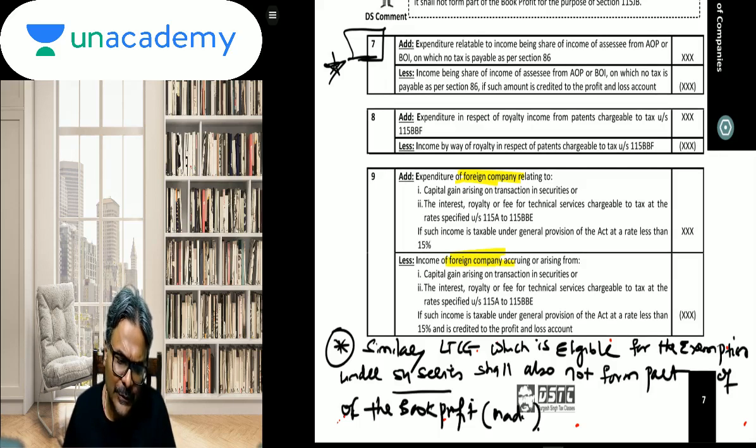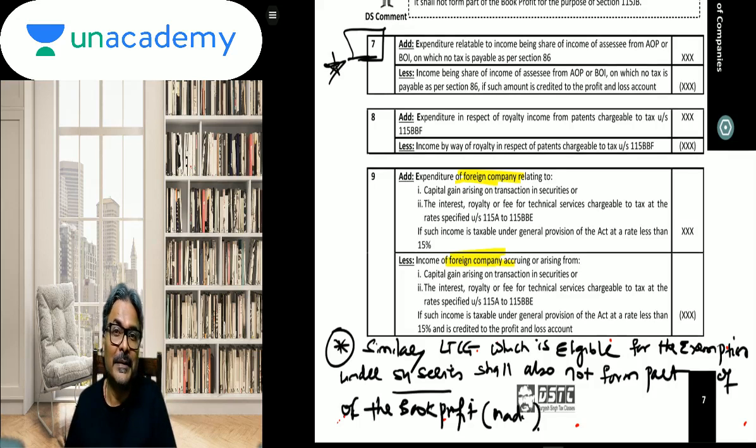Now, point number 9, students. Add the expenditure of a foreign company relating to capital gains arising on transaction in securities, or the interest, royalty or fees for technical services chargeable to tax at the rate specified under 115A to 115BB, if such income is taxable under the general provision of the Act at a rate of less than 15%.